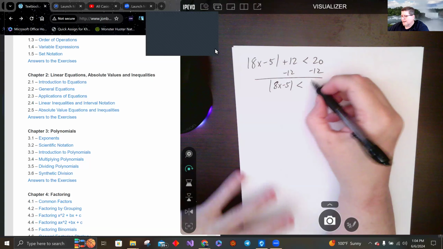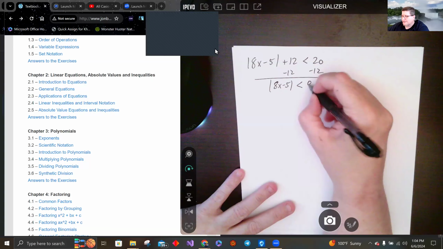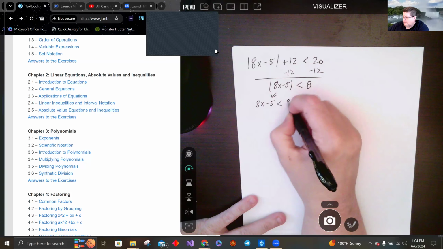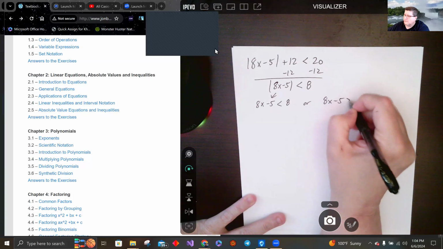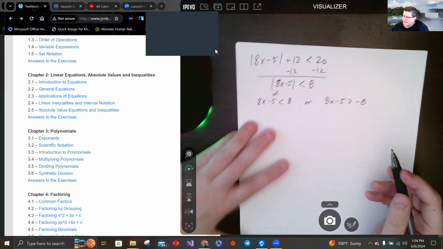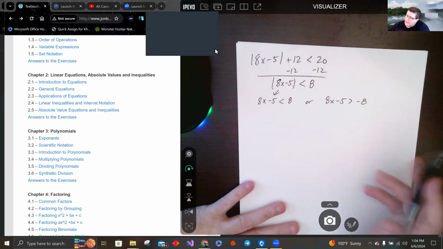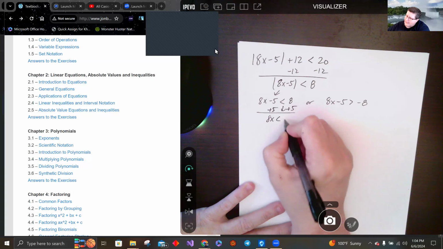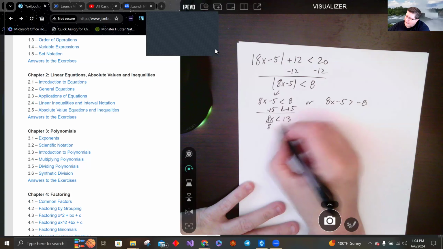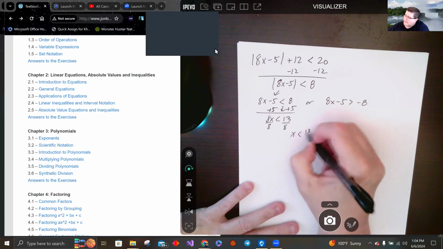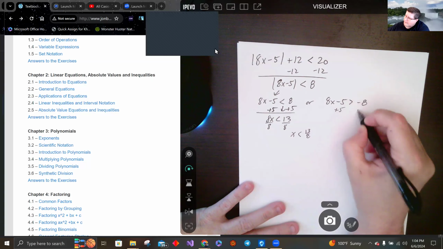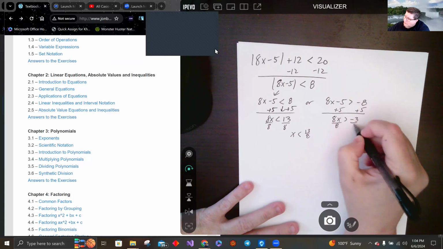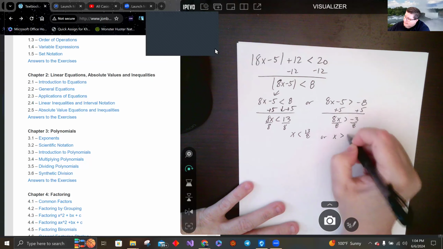8x minus 5, the absolute value, is less than 8 after subtracting 12. And now we split it. Do less than the positive and greater than the negative. And we solve each of these individually. 8x is less than 13. X is less than 13/8. Add 5. And x is greater than negative 3/8.